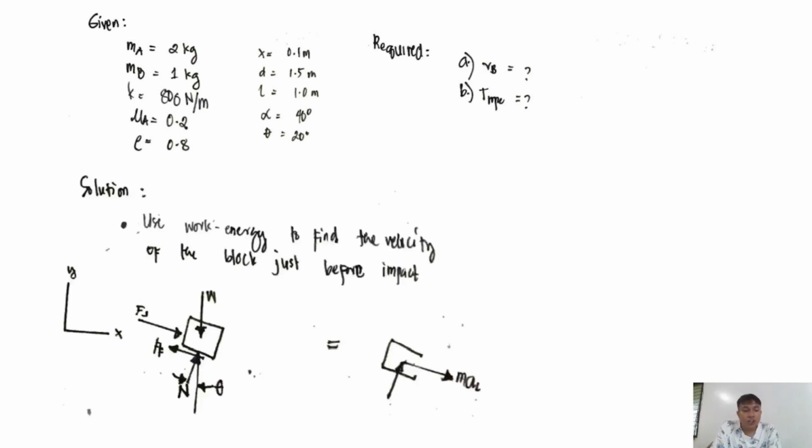So, solution. Use work energy to find the velocity of the block just before the impact. So before the impact, we are considering this isolated body, our block A. For block A, we have the frictional force here, and also the force exerted by our spring, the weight, the normal force, and theta. For the kinetic diagram, we have this mA.